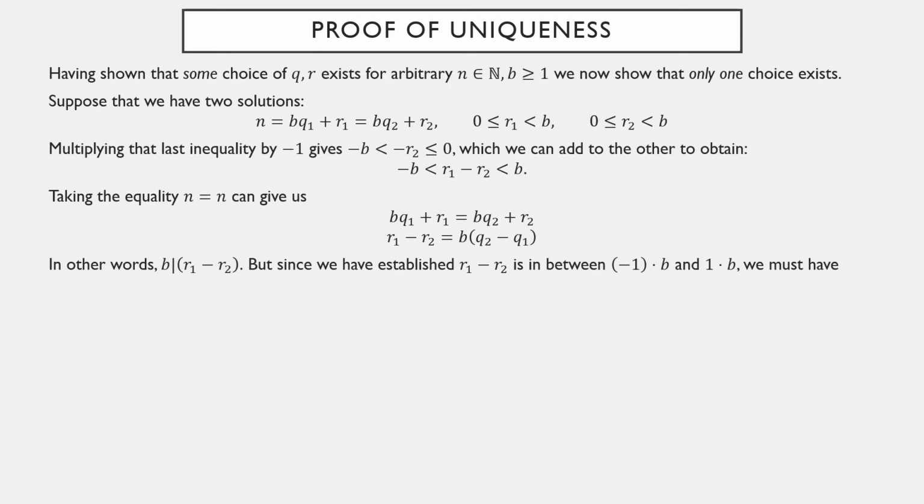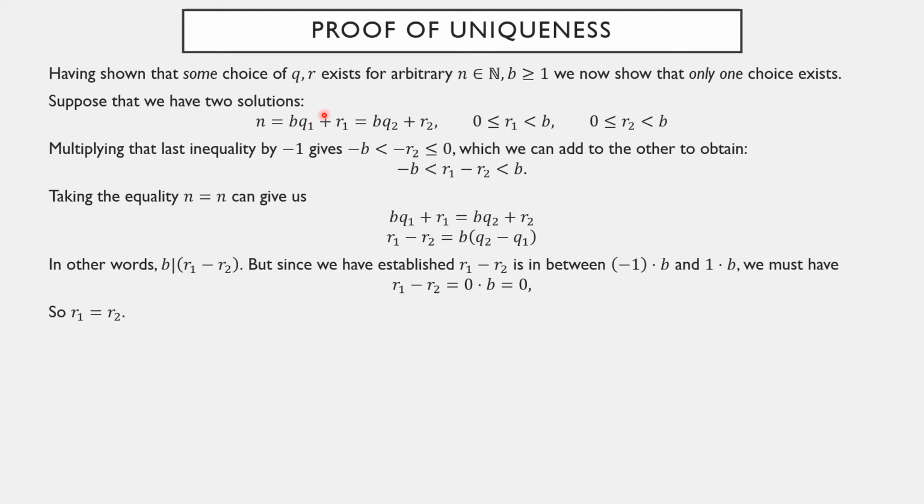Therefore, b is definitely a factor of r1 minus r2. b times something is equal to r1 minus r2, so by definition, b is a factor of r1 minus r2. But r1 minus r2 is strictly in between negative 1 times b and positive 1 times b. So I have a multiple of b. b is a factor of r1 minus r2. It's a multiple of b in between 1b and negative 1b. So it must be 0b. r1 minus r2 must be 0. But that means r1 equals r2.